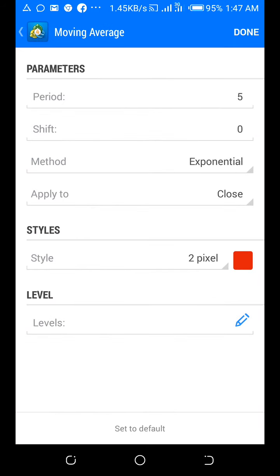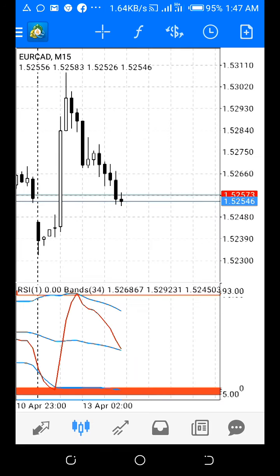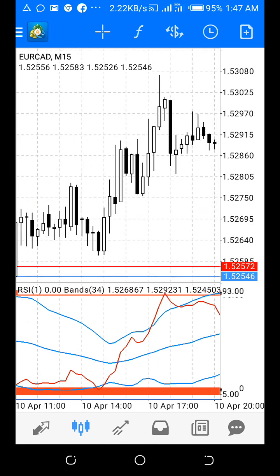So we have 5 here. The setting is here already, and then shift is 0. The method is exponential, apply to close, and then 2 pixel. Let me just leave the color here like this, and then after yes, I press done. So what do you see?